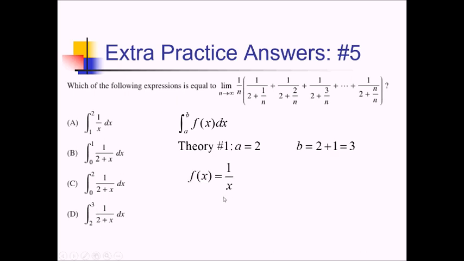Well, in that case, the f of x would have to be 1 over x. This whole thing down here, because the a value would be included in it, this whole thing would have to be x. So we'd essentially have the integral from 2 to 3 of 1 over x dx. This would be a perfectly acceptable equivalent to what we have up here.